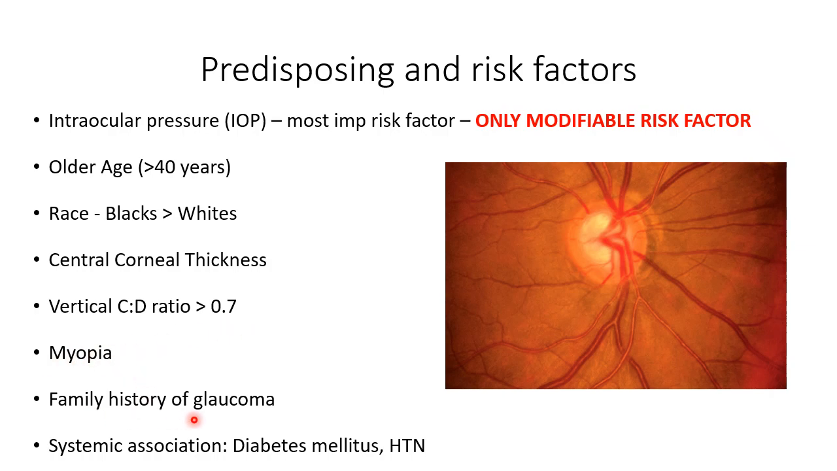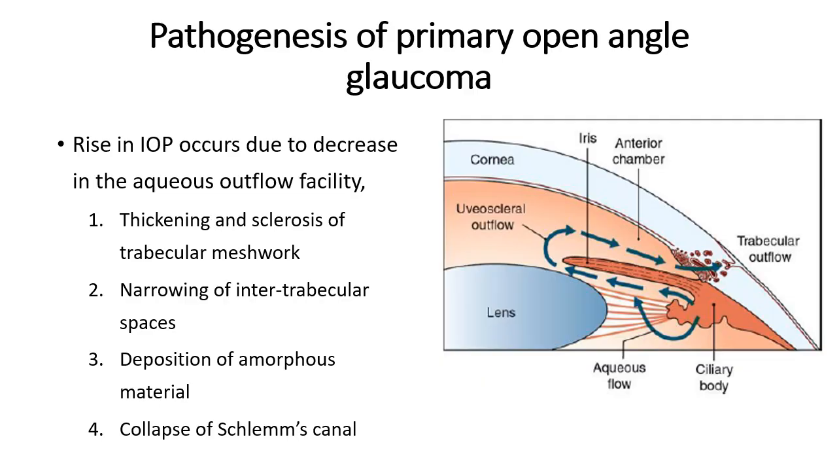Myopia, family history of glaucoma, a very high chance if a first degree relative has glaucoma already, and systemic associations like diabetes and hypertension, which support the vascular theory of open angle glaucoma.